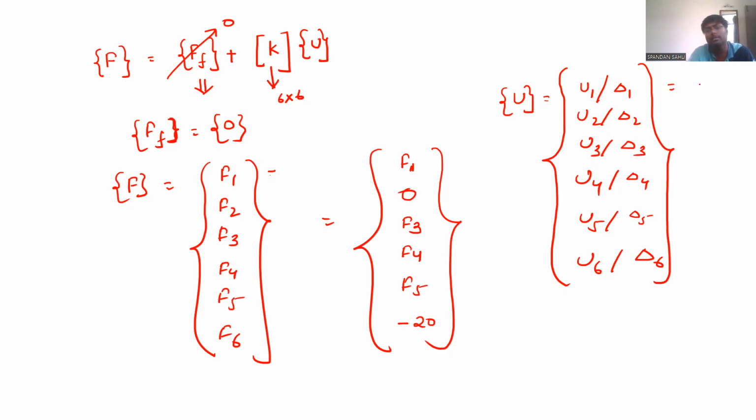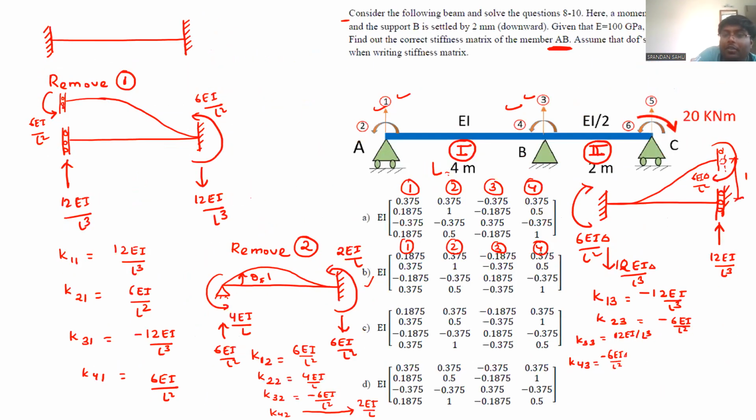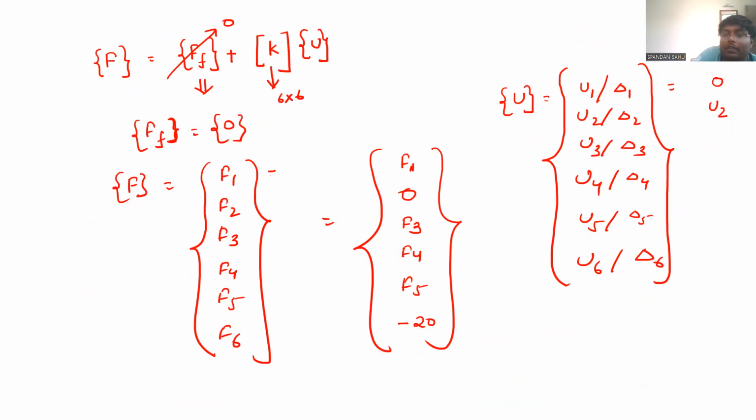Now sir, you tell me, U1 is, U2 is, U3 is. U3 is given 20 mm, 2 mm downward. So minus 0.002. Why minus? It is downward, but the third coordinate is upward. U4 is unknown. U5 is 0. U6 is unknown.